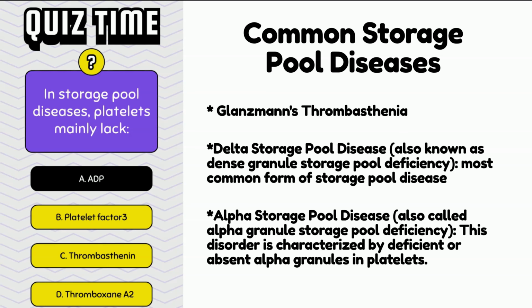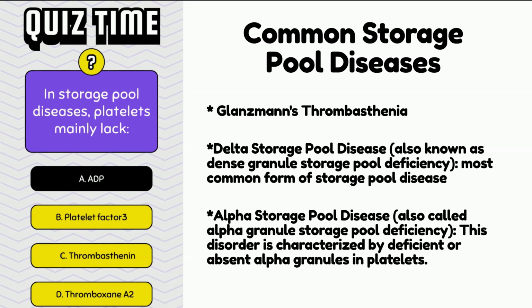In short, storage pool disease is a condition where platelets can't release the chemicals they need to work properly. Platelets have special storage containers inside them called granules that hold these chemicals. When there are cuts or injuries, platelets normally release these chemicals to help them stick together and form a clot.